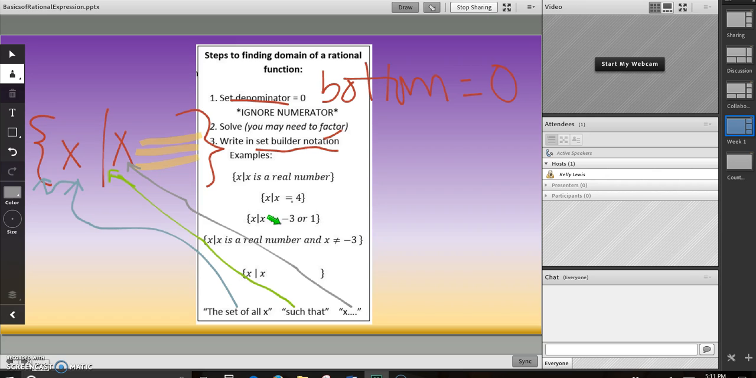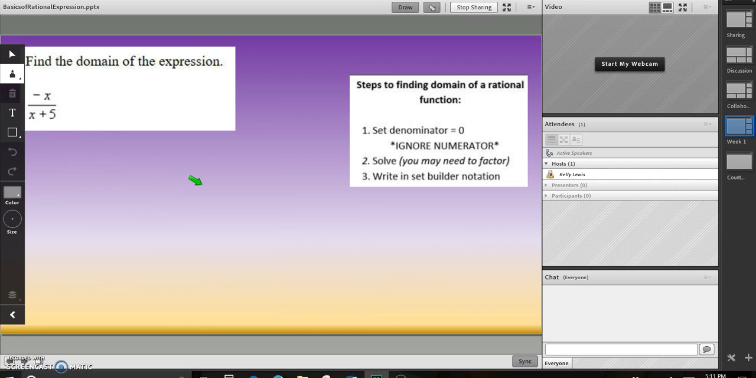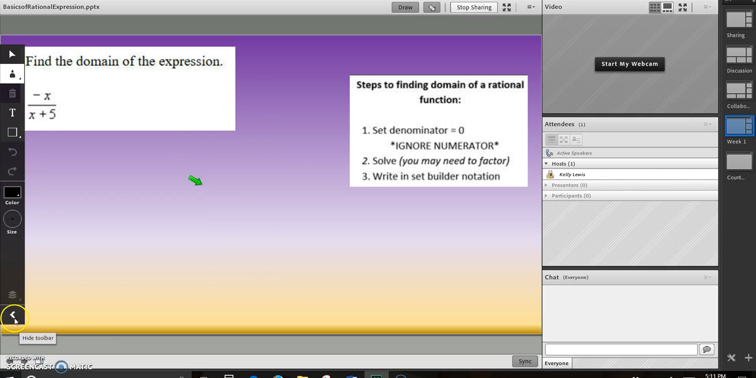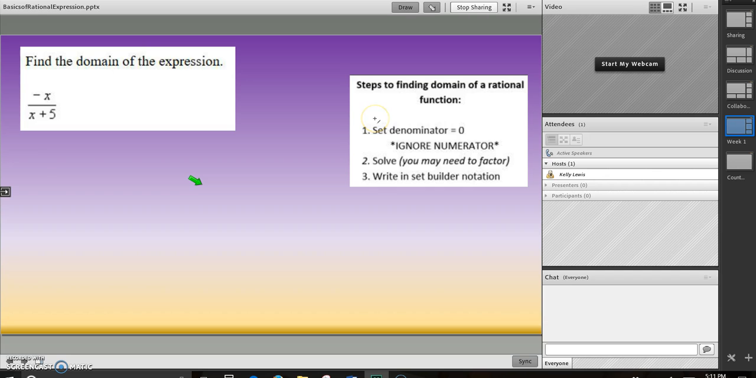So we're going to write the curly bracket, x, a bar, and then some stuff right here, and then a closing curly bracket. Curly brackets, that's what they're really called. All right, so we're going to find the domain of this function. Set the denominator equal to 0. Ignore the top. Done. Solve it.